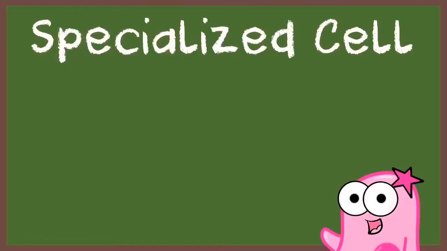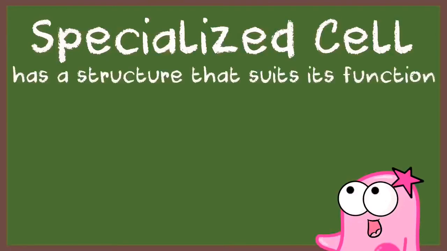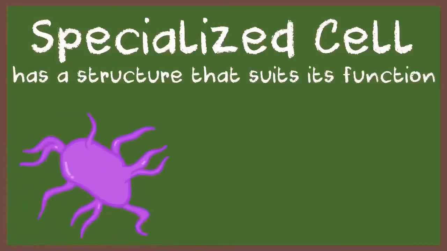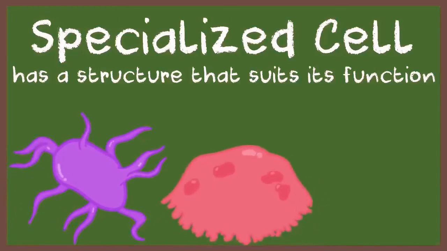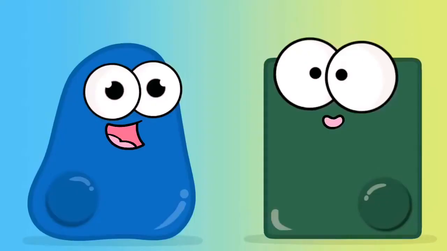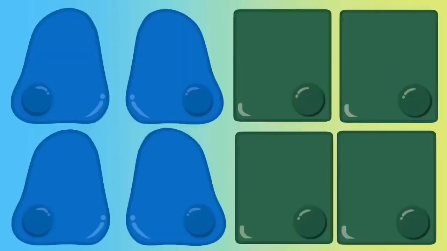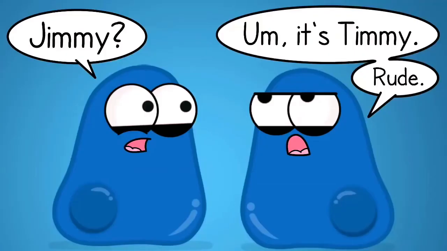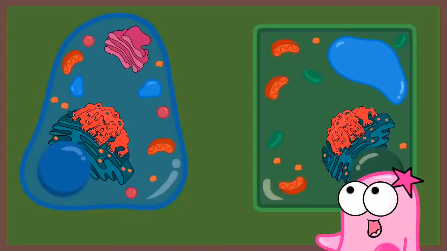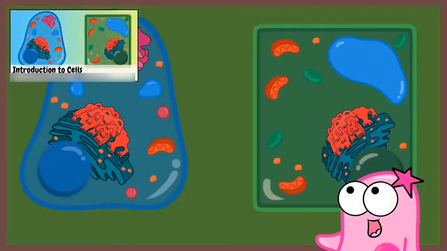A specialized cell is a cell that has a structure that suits its function. Many cells have really different functions, and so their structure can vary greatly. When you see a lot of pictures of plant cells and animal cells, you might start to think that this is how they all look. All the animal cells and all the plant cells might start to look the same in diagrams. Well, plant cells and animal cells definitely have structures that are unique to them. We have that covered in our Intro to Cells video.